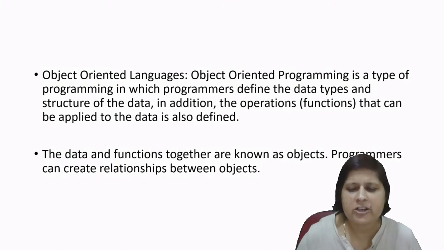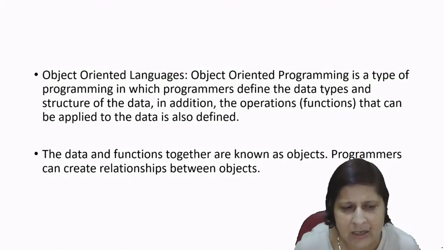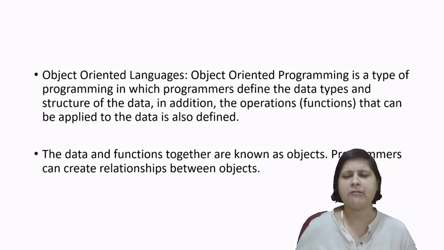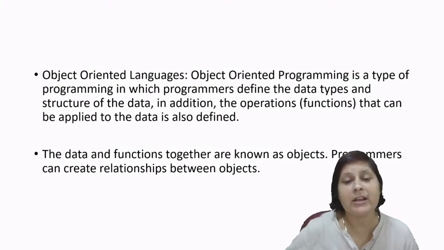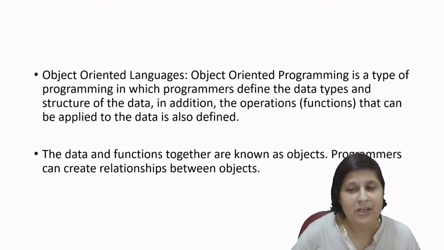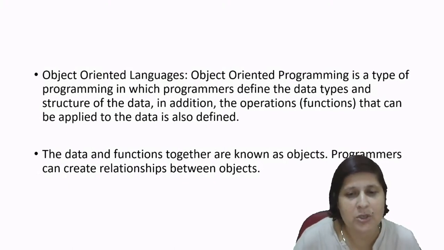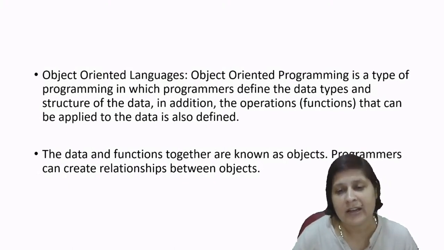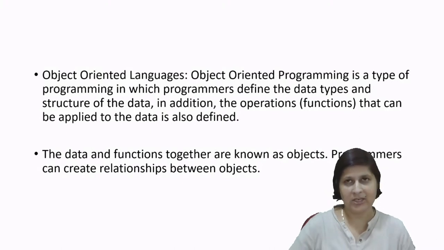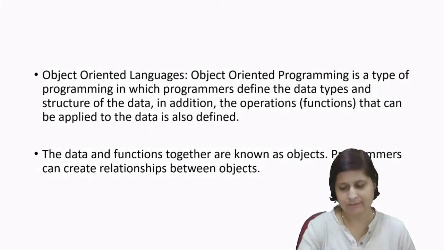The data and functions together are known as the object, and the programmer can create relationships between the objects. Why is it known as object-oriented programming? The data and the functions which it performs, that together is known as objects, right?